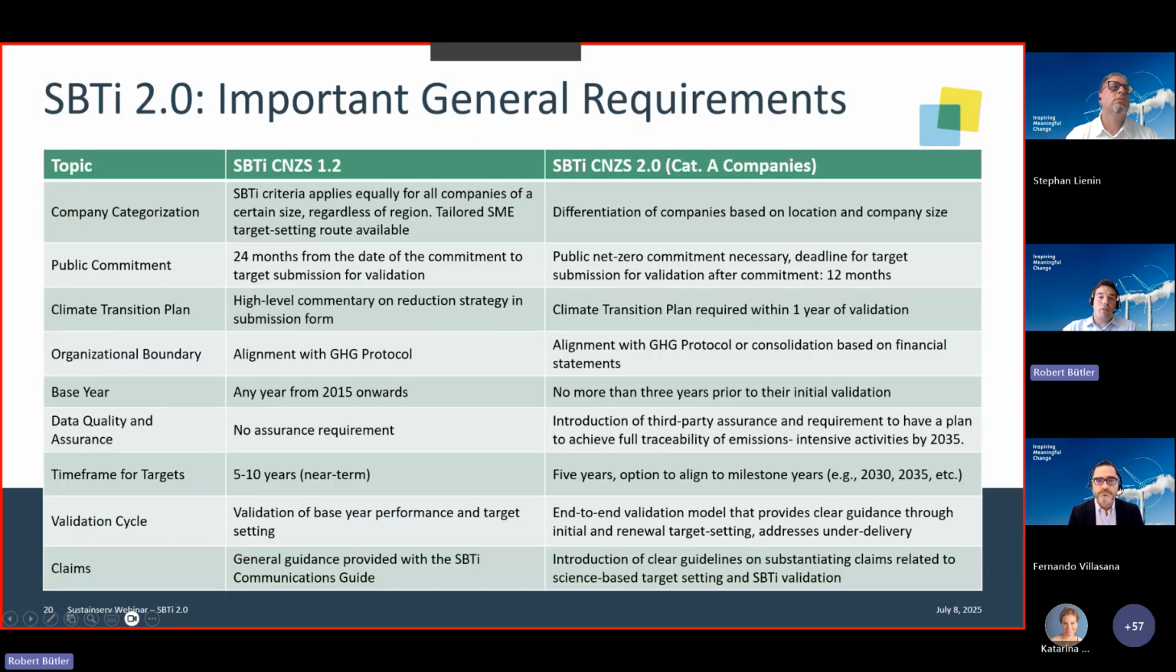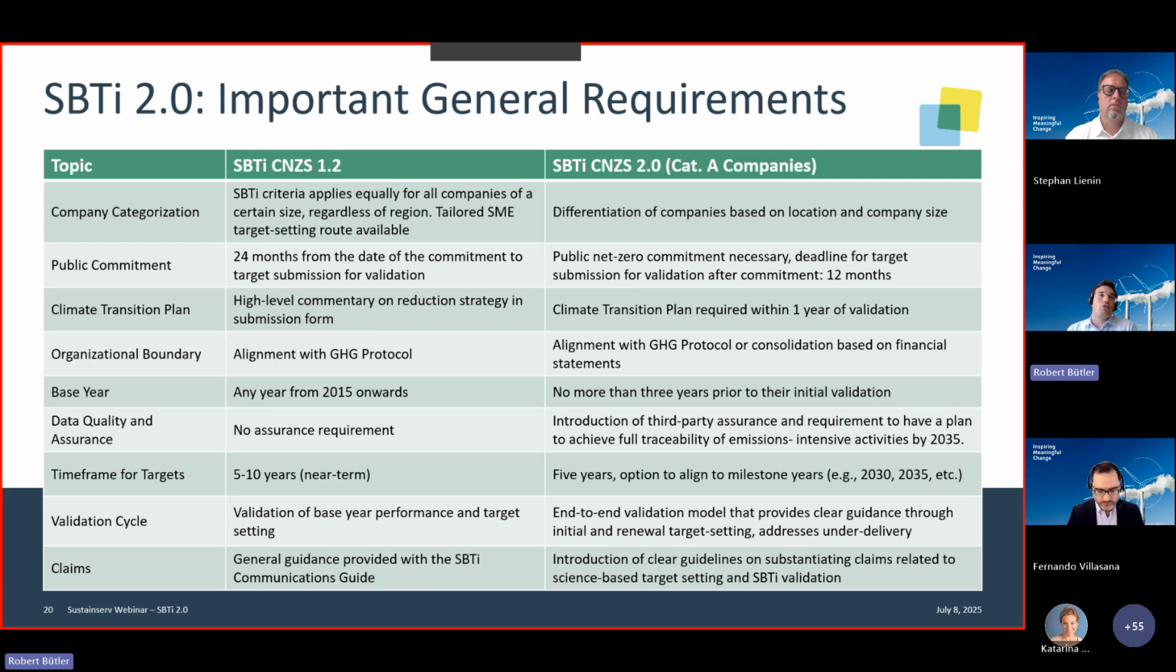So to start with, I quickly want to mention a few general updates that SBTi made to the CNCS 2.0. On one side, they obviously changed into a new rule of SBTi, but also revamped the commitment, submission, and validation phase. There are several key aspects to it. What I want to point out is, for example, the public commitment. Previously, in the prior version, you had 2 years from the commitment date to the deadline of the target submission for validation. This was now decreased to 12 months.